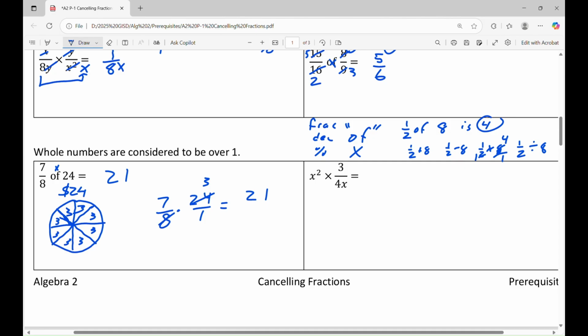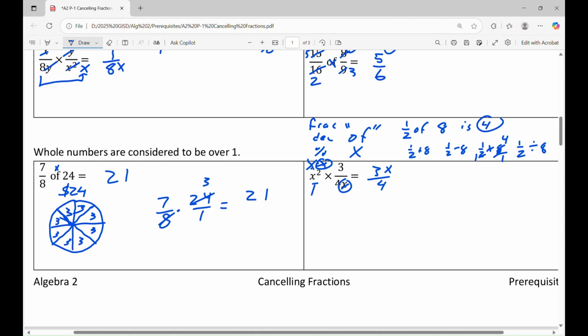But remember, that can show up also in variable form. So the thing to remember is that that x squared is actually an x times an x. You don't have to write it, but you do have to recognize it. And that x times the x will allow a cancellation of that one factor of x. Now, is there anything else that can cancel? Well, 3 and 4 don't share a common factor, so all I'm left with is x times 3 on top. So we call that 3x. It's not wrong to say x times 3, but the common expression would be 3 times x, or 3x. And then on the bottom, I have 1 times 4, so a 4.